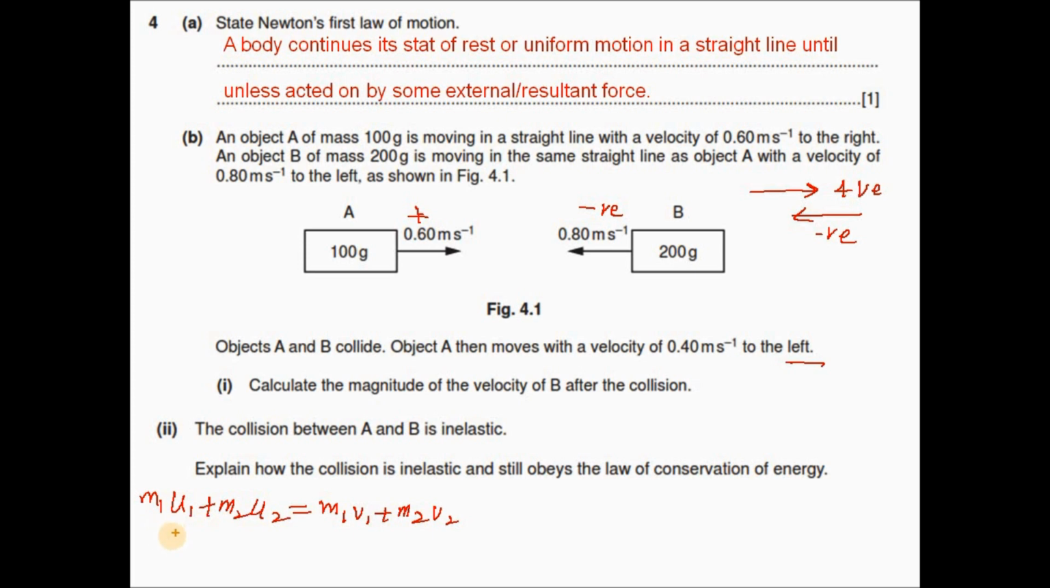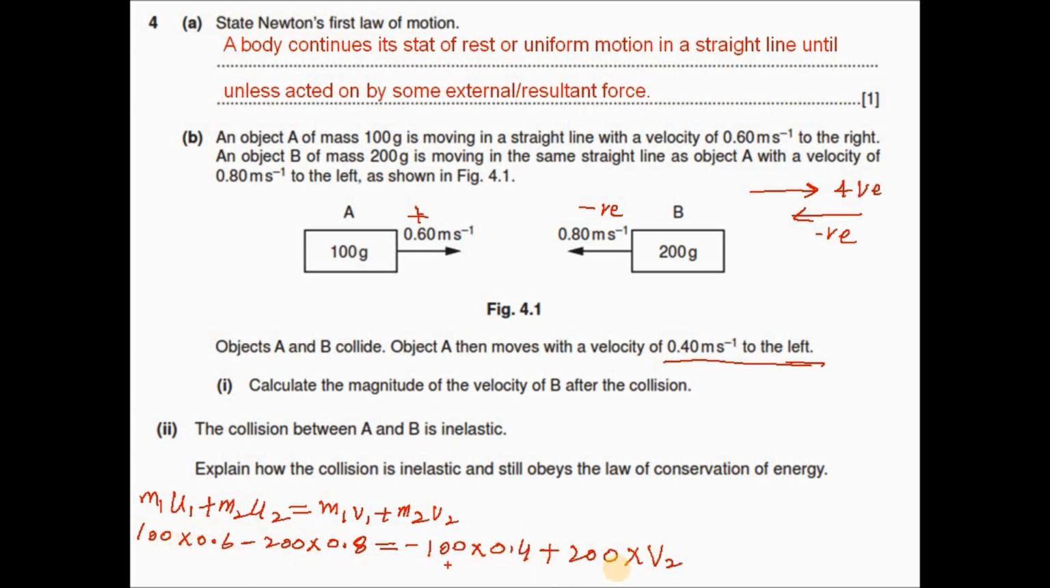Momentum of the first particle moving right is 100 times 0.6, and the other particle is moving left, so its momentum should be negative. Mass of the object is 200 times 0.8 with a negative sign, minus 0.8, equals the momentum after collision. The first object moving left gives 100 times minus 0.4, I took 0.4 as negative velocity as per this condition, plus 200 times v2, the velocity of the second object that we need to find.